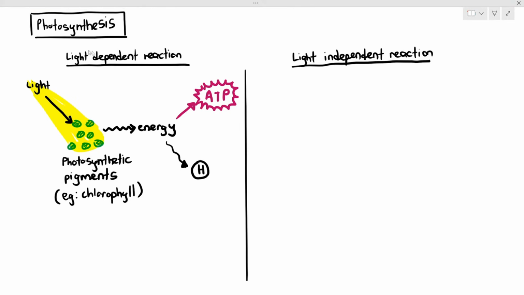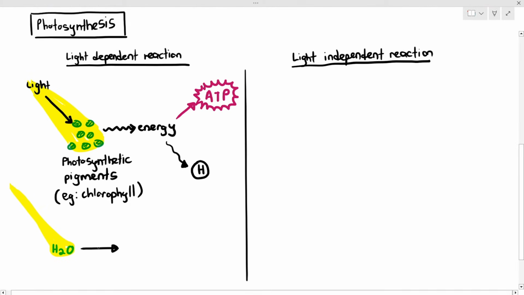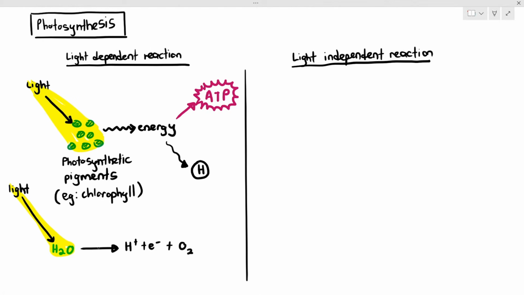I just need you to pay attention to the basic stuff of what's happening. In the light-dependent reaction also, water will absorb light, and in the presence of the light, the water will break down. This is called photolysis, where photo means light, lysis means breakdown. So water is broken down in the presence of light, and it will produce hydrogen ion, electrons, and oxygen. That is where the oxygen is coming from.